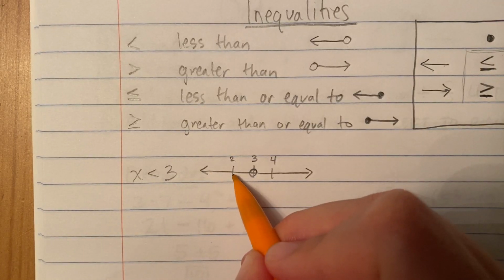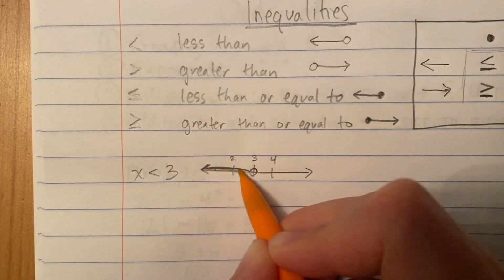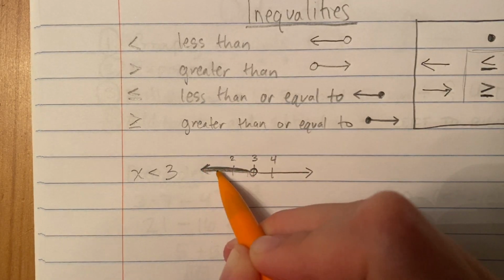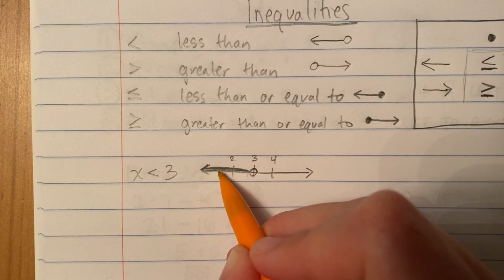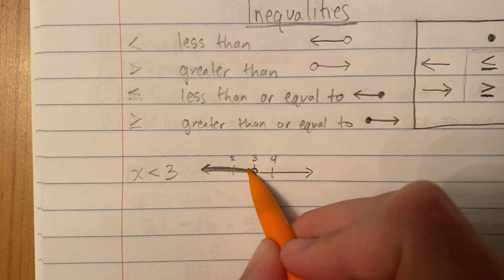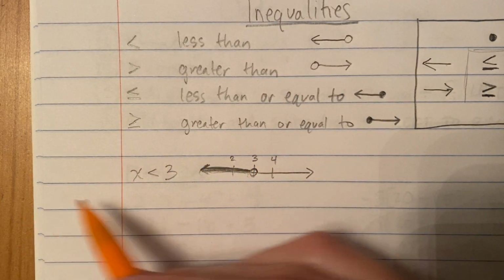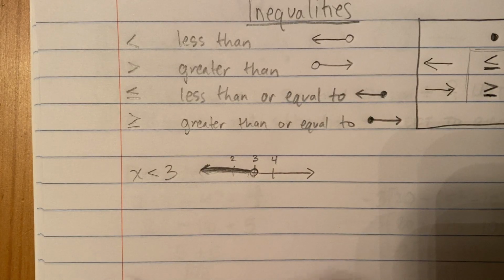But numbers less than 3, would you guess 4? Nope. You might guess 2, though. And not only could you guess 2, you could guess 2.5. You could guess 1.25678, right? You could guess negative 100. All those numbers are less than 3. And so this, shading to the left, says, yeah, all these numbers less than 3, all of them forever, those are the numbers less than 3.